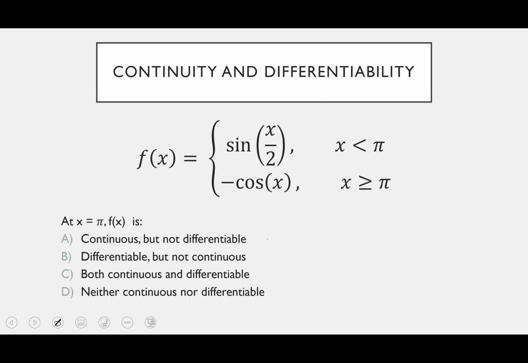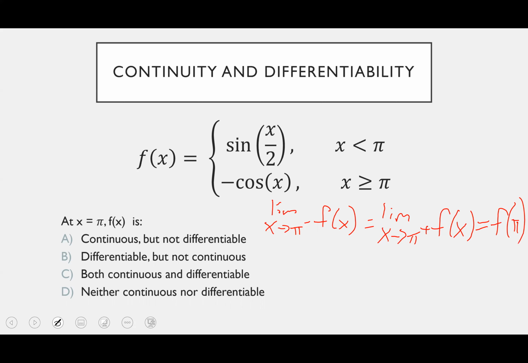What do I have to do first? The limit thing, right? Okay, so we're going to test the left and right side limits. So limit as x goes to pi from the negative side. And then f of x equals limit as x goes to pi from the positive side. And then equal to x equals pi. Perfect, or f at pi.